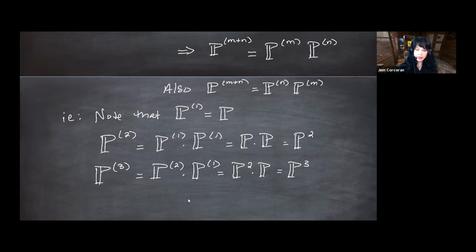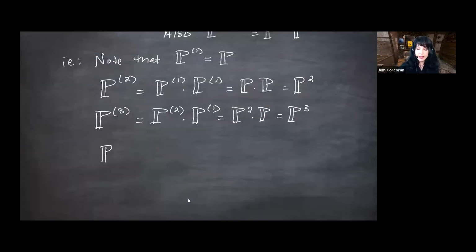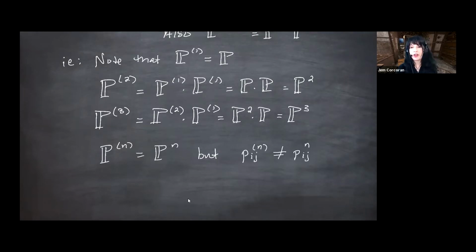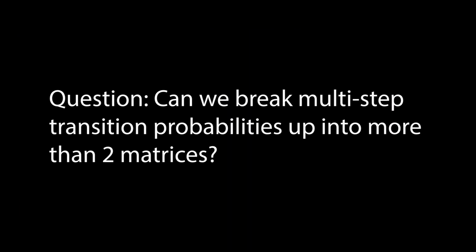But keep in mind, in general, the n-step transition probability matrix is the original one to the nth power, but we do not have the little lowercase pij, and this is not the little lowercase pij to the n. I mean, that's just not how matrix multiplication works. You don't square and cube the entries.